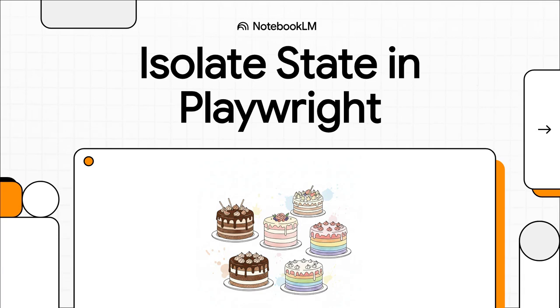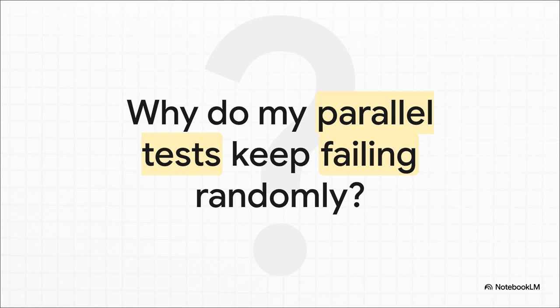All right, let's get right into it. We are going to solve one of the most maddening problems in all of test automation. You know the one. Tests that run perfectly fine by themselves, but just absolutely explode the second you try to run them in parallel. Today, we're going to cover the pro-level fix to guarantee your tests are stable every single time. So does this sound painfully familiar?